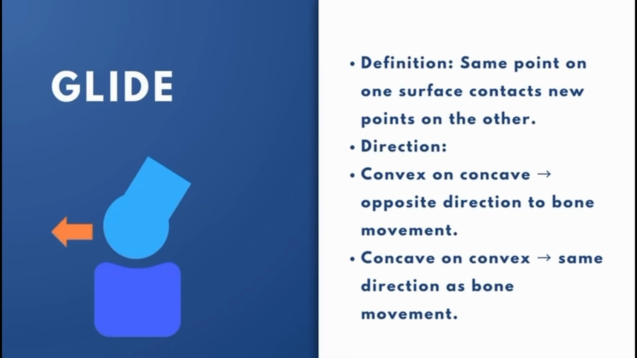The second key movement is the glide. In a glide, the same point on a moving joint surface stays in contact while it meets new points on the opposite surface. When a convex surface moves on a concave surface, the glide occurs in the opposite direction to the bone's movement. When a concave surface moves on a convex surface, the glide is in the same direction as the bone's movement. In the diagram, the orange arrow shows the direction of the glide. Glide allows the joint to move smoothly without jamming or pinching.